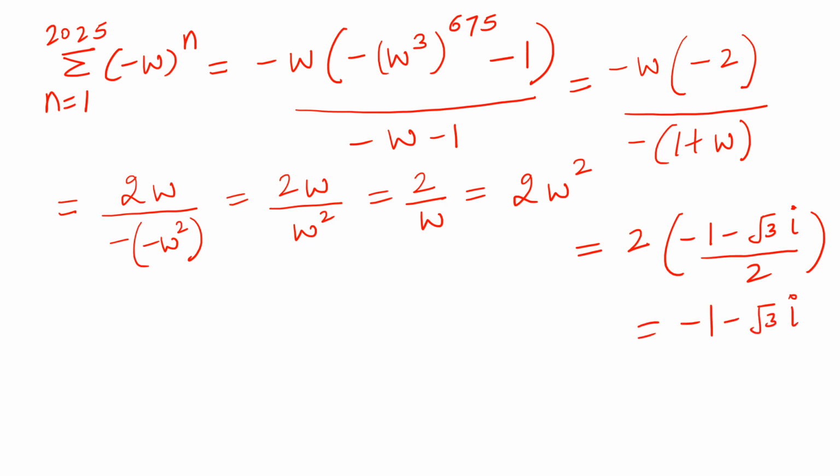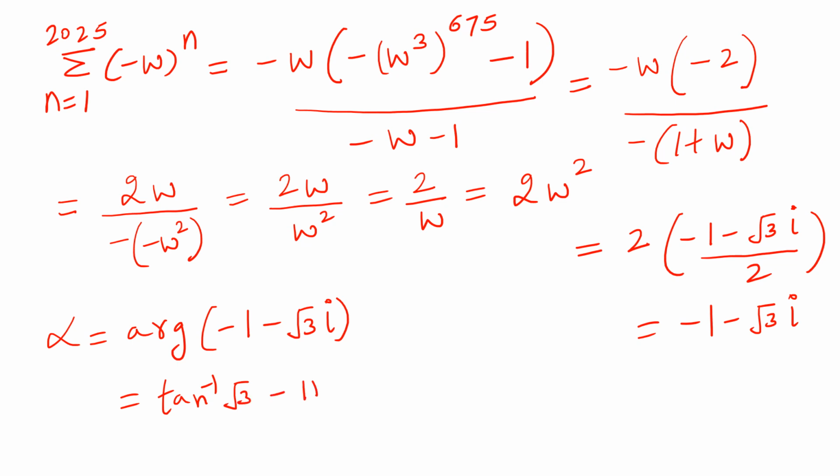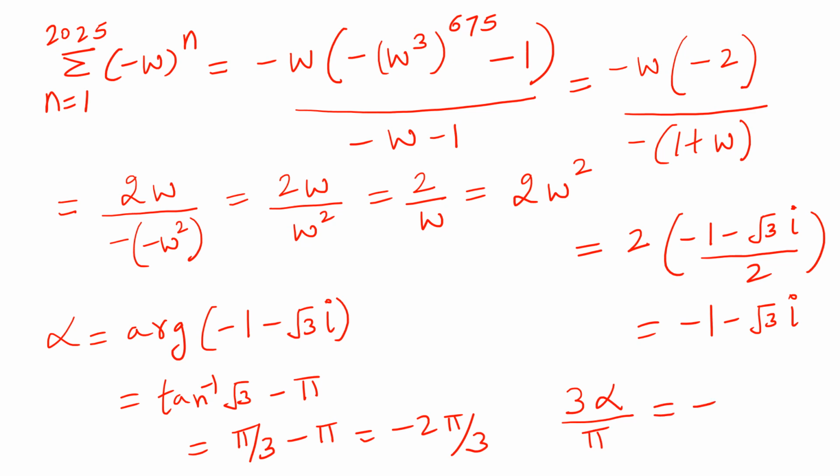And now we have to find the value of alpha, which is the principal argument of minus 1 minus root 3 iota. Its value is going to be tan inverse of root 3 minus pi. Now tan inverse root 3 is pi by 3. So it is pi by 3 minus pi, which equals minus 2 pi by 3. From here we can easily get the value of 3 alpha upon pi, and this is equal to minus 2. So students, minus 2 is the correct answer of this question. Now we move towards the next question.